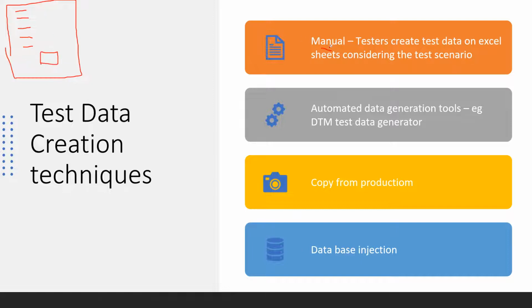So obviously, as a common user of the application or a test engineer, we will know that we need to give a first name, last name, spouse first name, last name, kids name, date of birth. We'll be manually preparing the test data in an Excel sheet or any other tool. That is called the manual creation technique. Testers create test data on an Excel sheet considering the test scenarios. Based on what type of scenario we are going to perform, we'll create the test data on Excel. That is done manually.